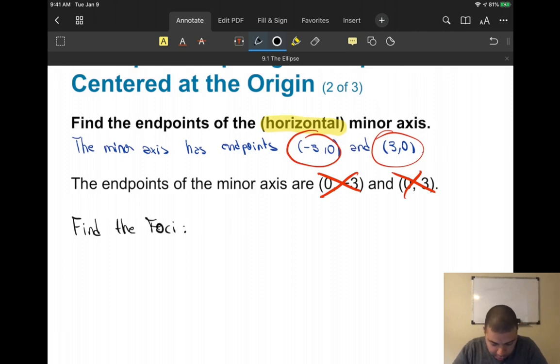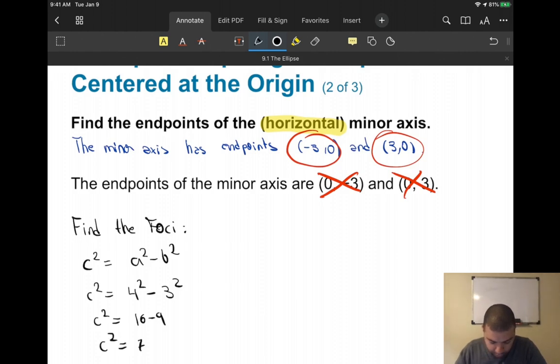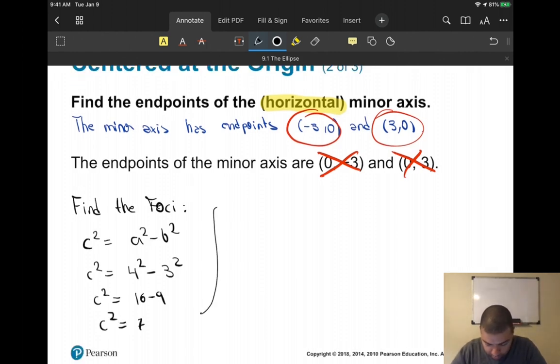So the foci are determined by c squared equal to a squared minus b squared. So c squared equal to 4 squared minus 3 squared. It's a and b that we just found. So c squared equals 16 minus 9. So c squared equal to 7, right? So that means c equal to root 7. So to find the foci, and then again, that's a little draft.